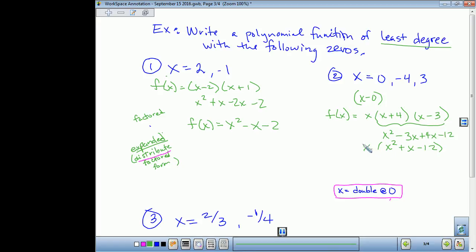Now we're going to distribute this term through this one, and then we'll have our expanded form. So it becomes x cubed plus x squared minus 12x.